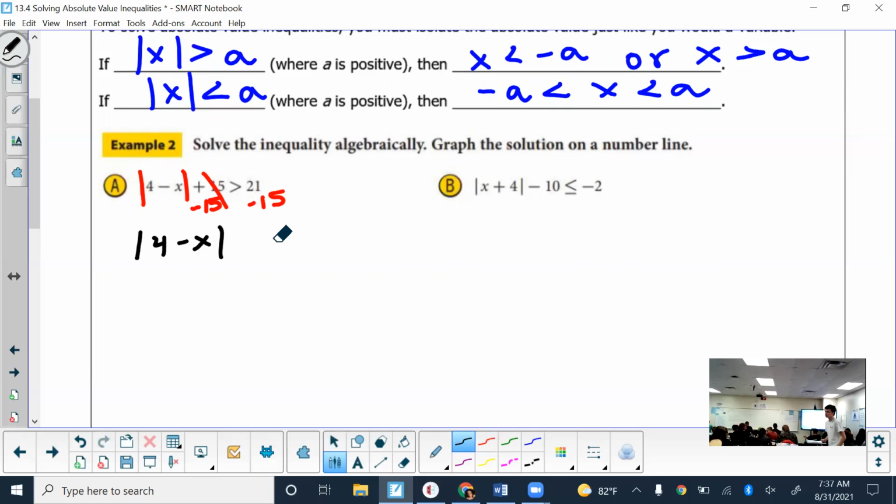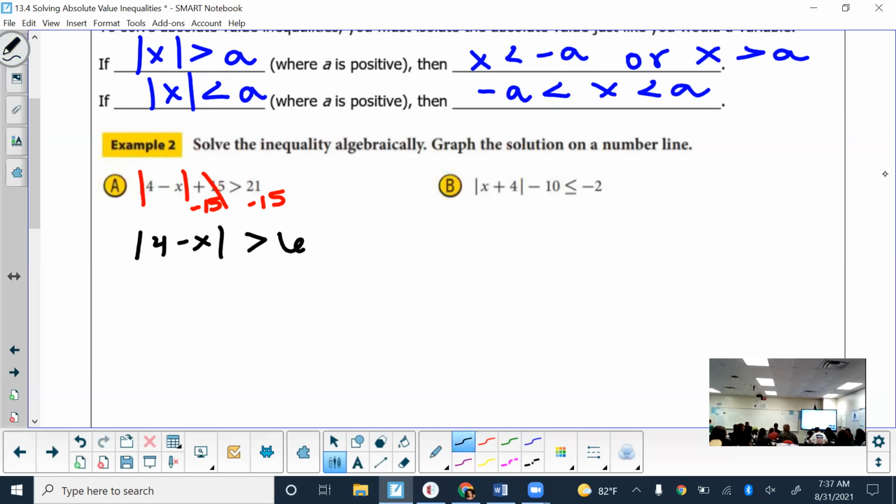Absolute value of 4 minus x greater than what's 21 minus 15? Now from here, we split this into two separate problems, but use this up here as your guide. So is this absolute value greater than or less than? Greater than, so set it up like this, where it's an or statement.